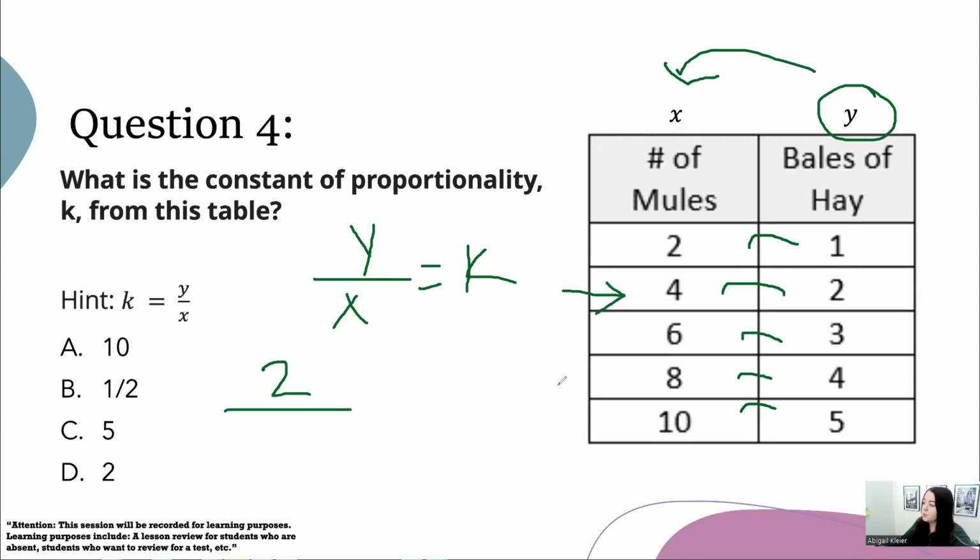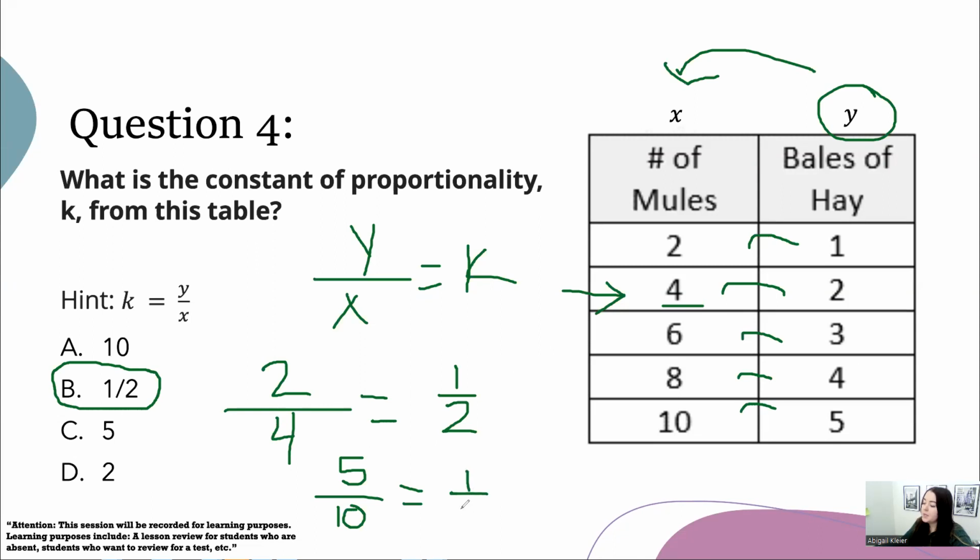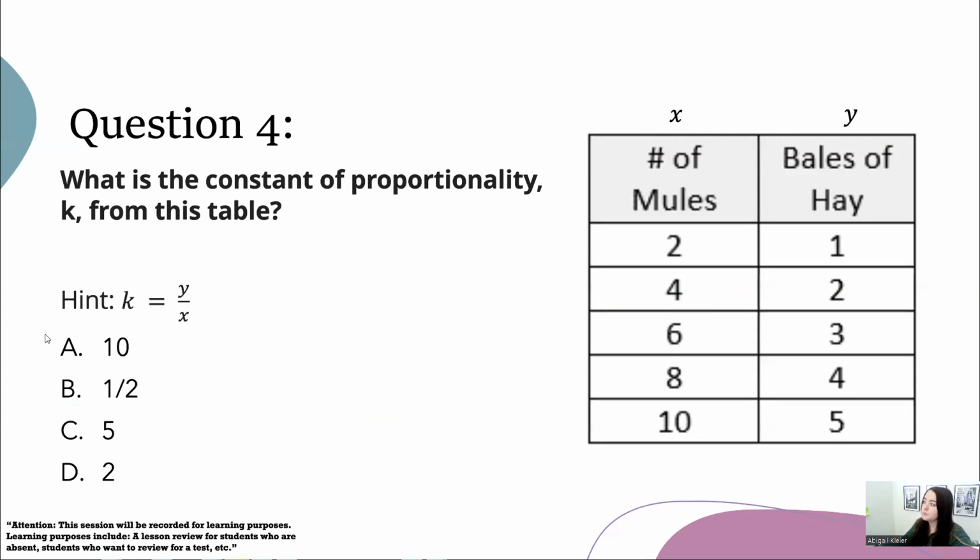So we're going to work with the second one. Let's say my numerator is 2, and my denominator, my x value, is 4. 2 over 4, what is that simplified? 2 over 4 is simplified to 1/2. Now, I could use any of these. Say I use that bottom coordinate point of 5 over 10. That fraction also is equivalent to 1/2. So the most important thing with number 4 is making sure that we are taking our y value and dividing by the x value.